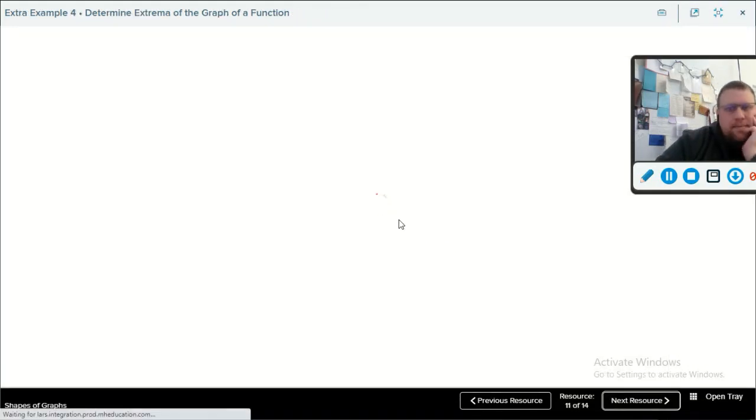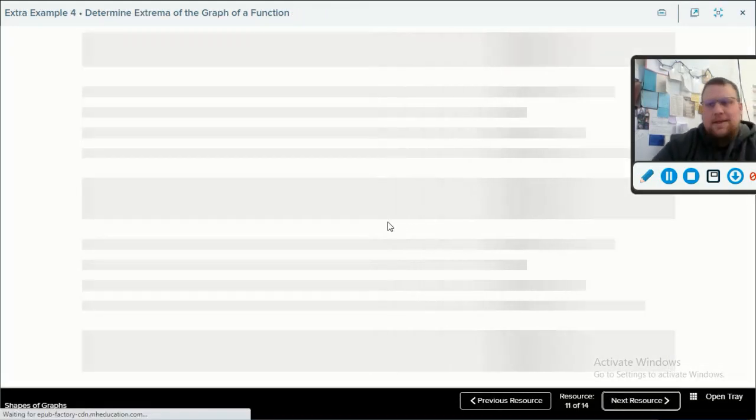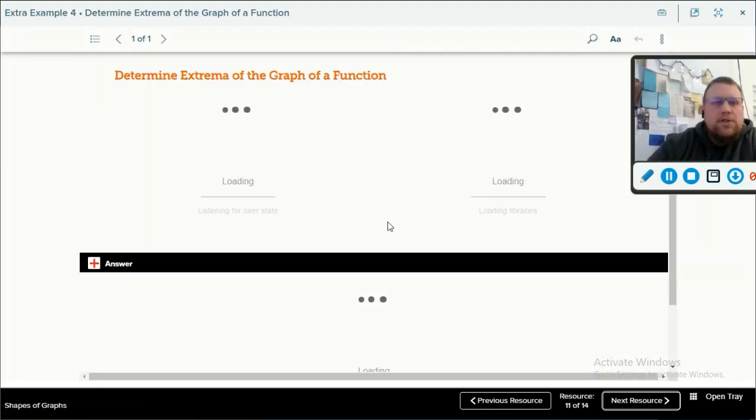It's good stuff. Just exploring the shapes of these graphs.